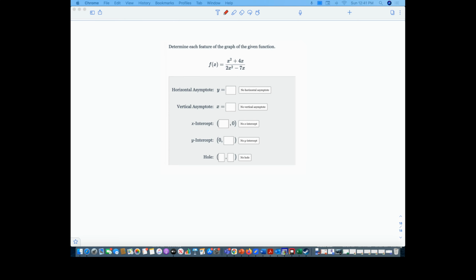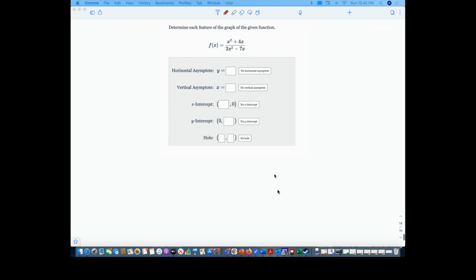All right, Precalc, let's talk about how to find all of these components. So let's work through this. The first thing that we are being asked is to find the horizontal asymptote. All right, so how do we go about doing this?